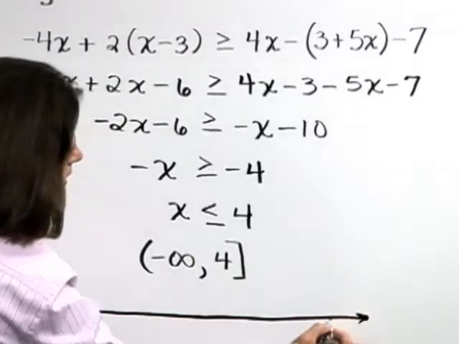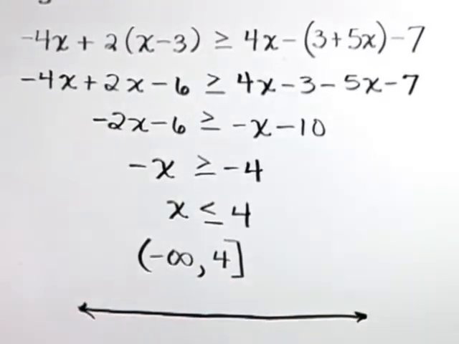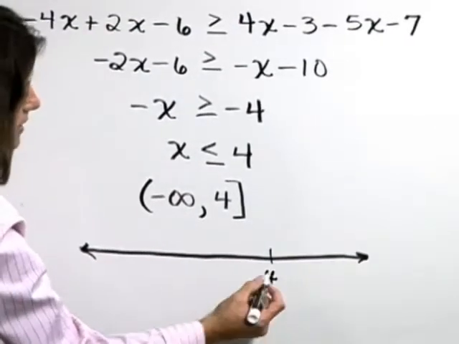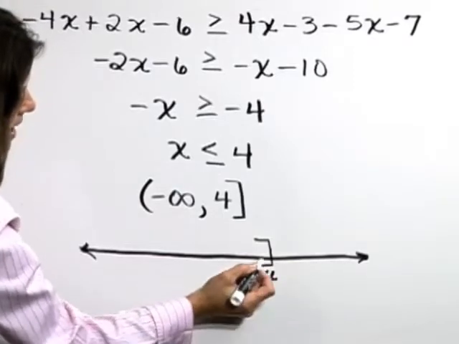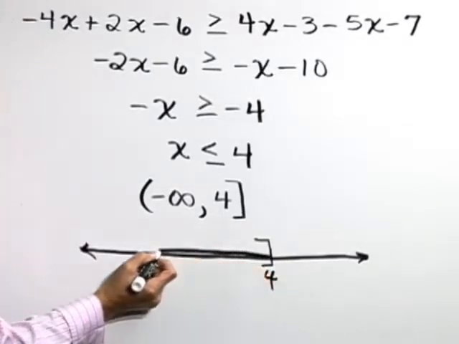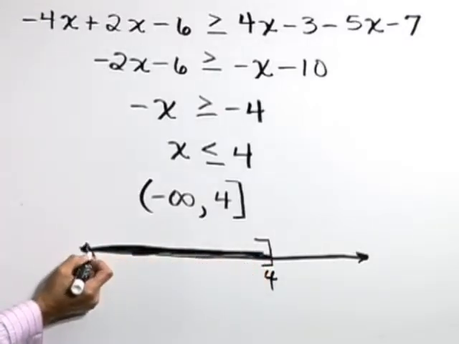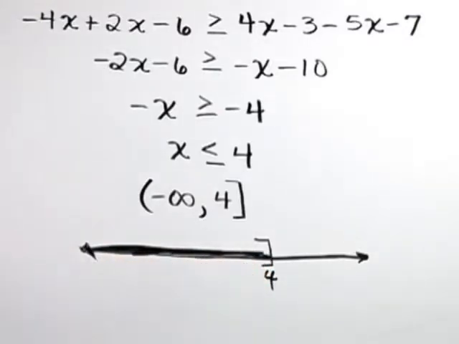And lastly, let's graph this solution on the number line. Just locate 4 somewhere on the number line. Let's put a bracket around it and let's highlight these numbers to the left, indicating that that is our solution interval along with a bold bracket. The solution is all those numbers that are less than or equal to 4.